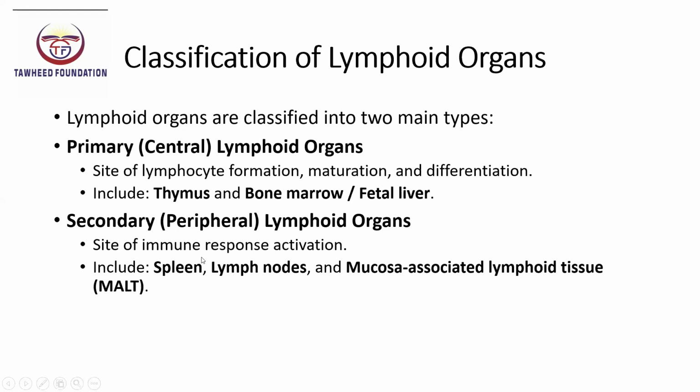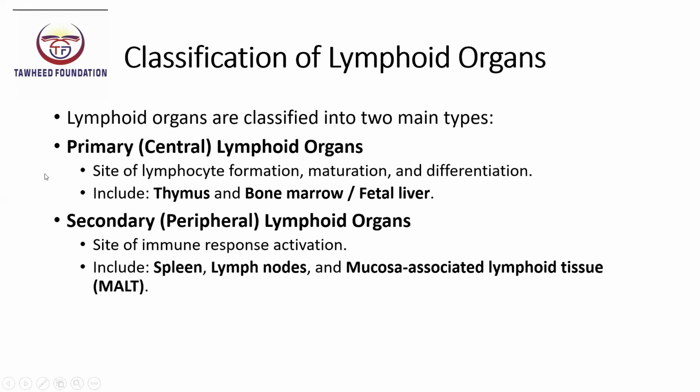while B cells mature in the bone marrow. Secondary lymphoid organs, including the spleen, lymph nodes, and mucosa-associated lymphoid tissue, that is MALT, are where mature lymphocytes encounter antigens, become activated, and initiate immune responses. This division reflects the two-step nature of immunity. First, the education of immune cells, and second, their deployment for defense.